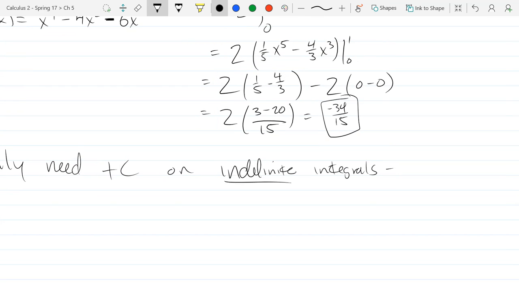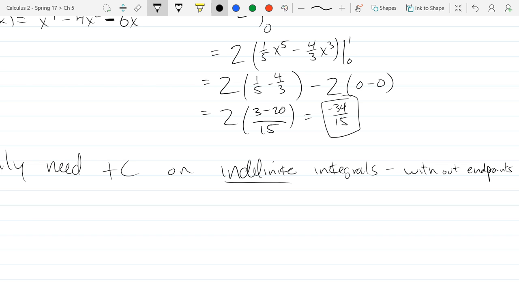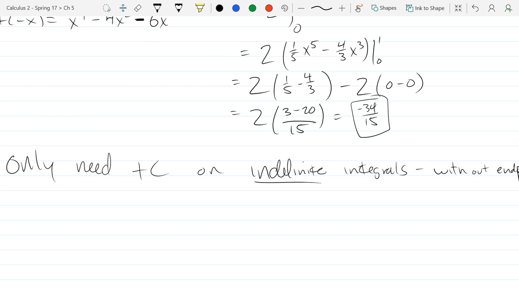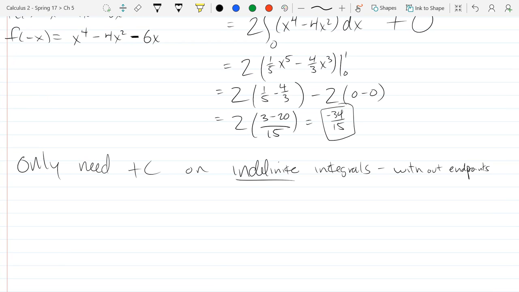So indefinite integrals are ones without endpoints. The reason you need the plus c is that there are infinite antiderivatives, and they all differ by a constant. Because if you take the derivative of anything with a plus a constant, that constant is going to disappear.